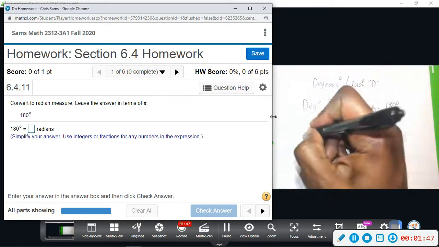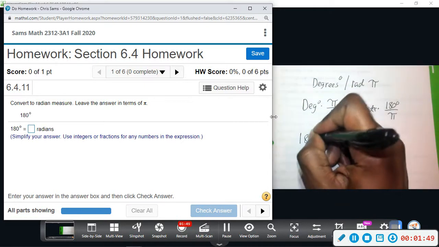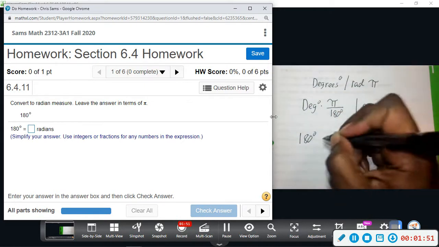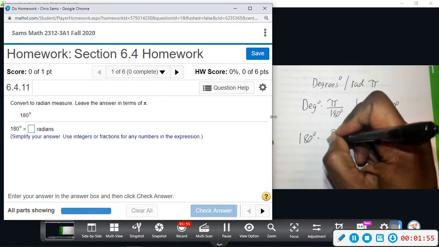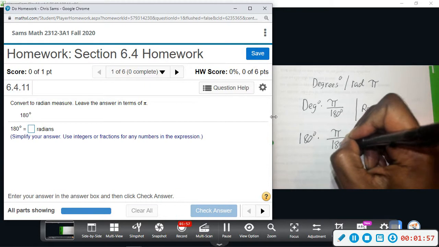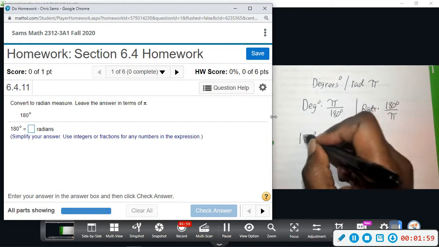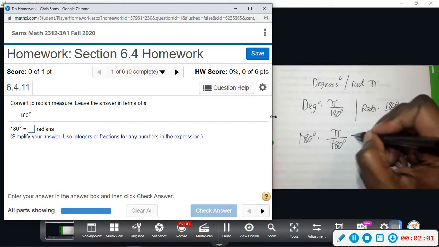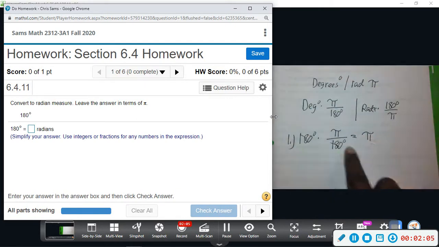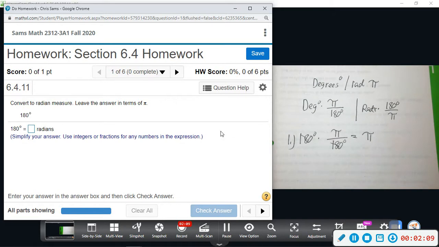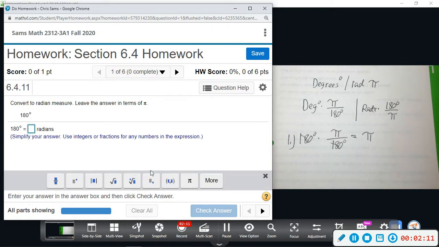So we have 180 degrees. So we have to multiply that by pi over 180 degrees. All right, so the 180 divides out, and you're just left with pi radians. Okay, so this first answer is going to be just 1 pi radians. So it says in terms of pi, just put a pi there.